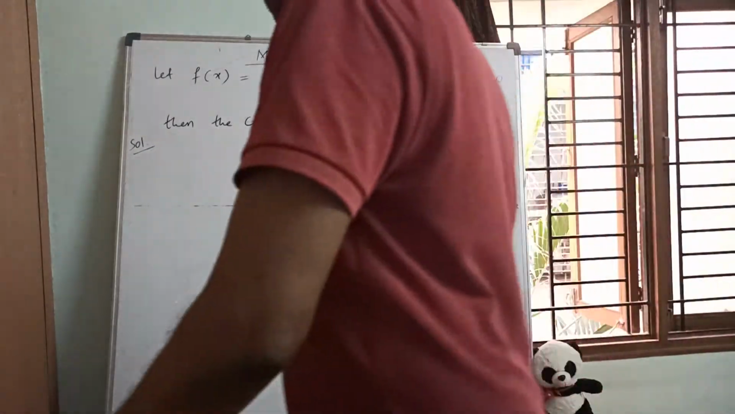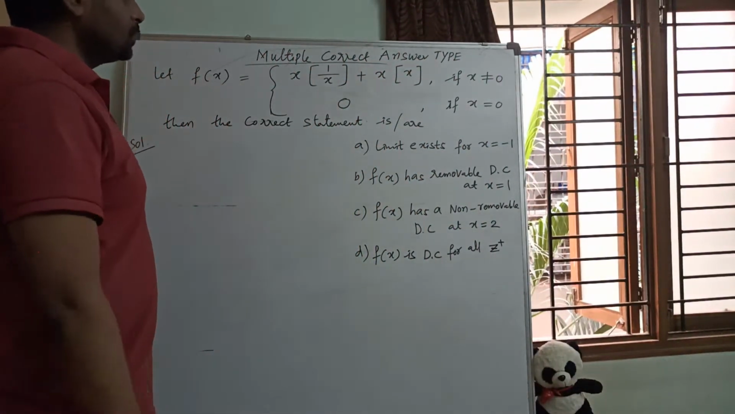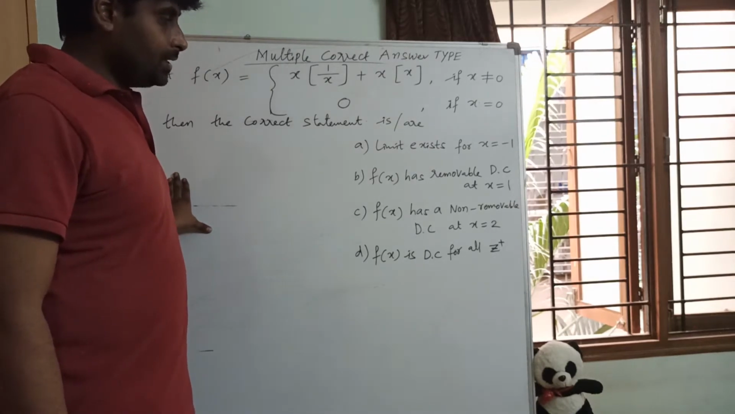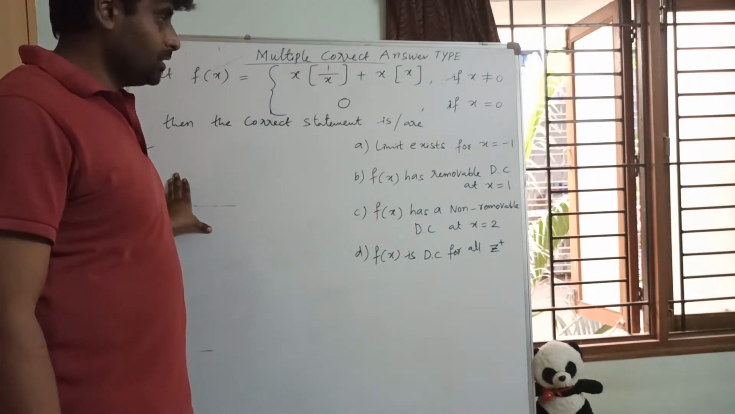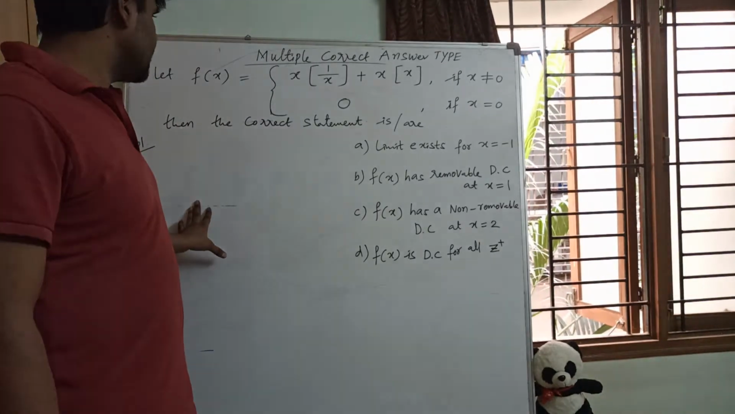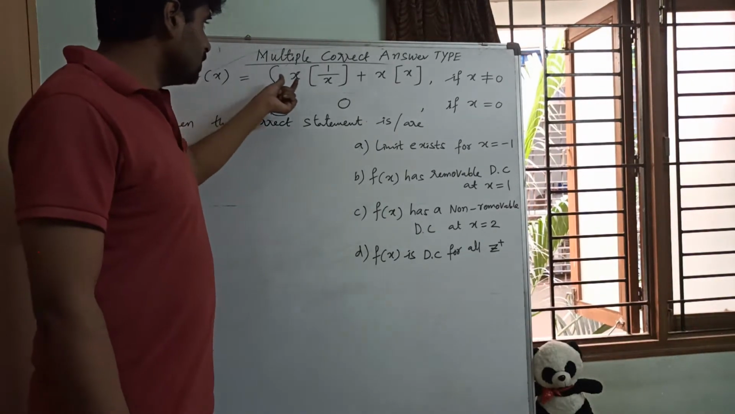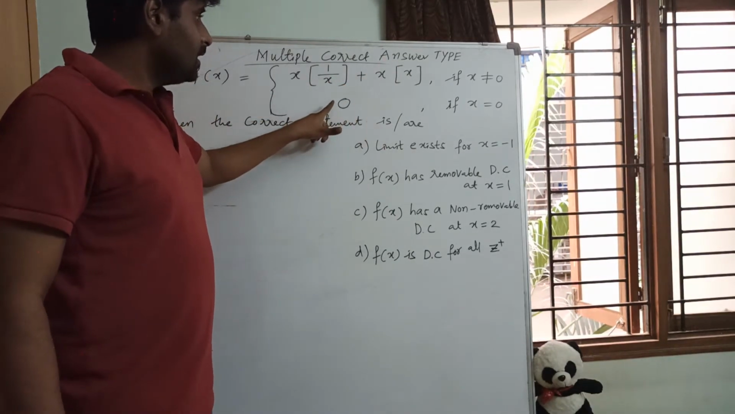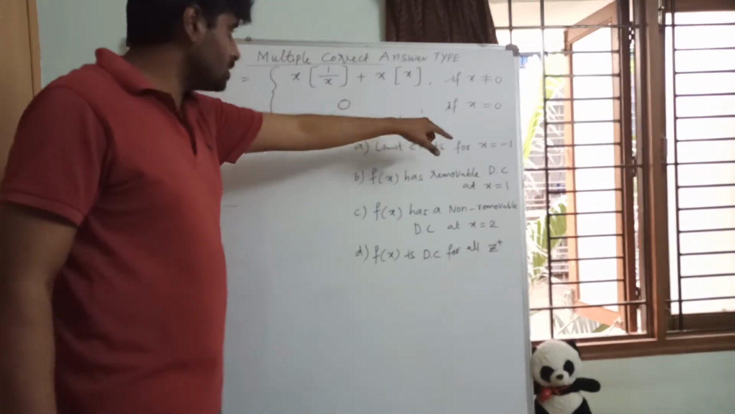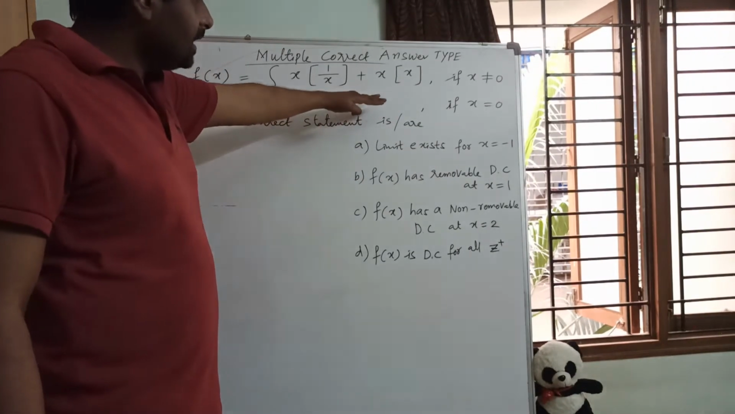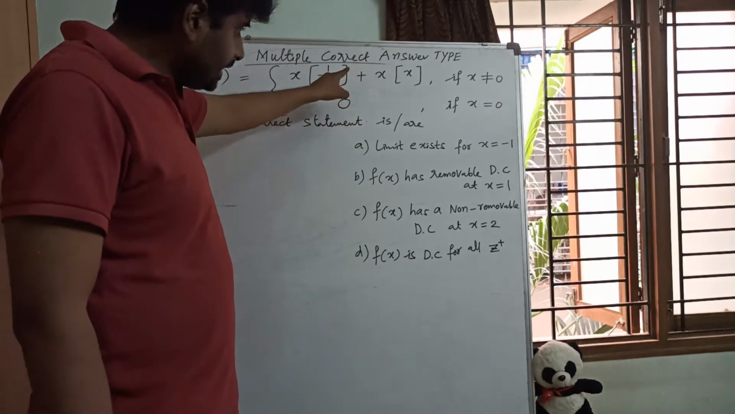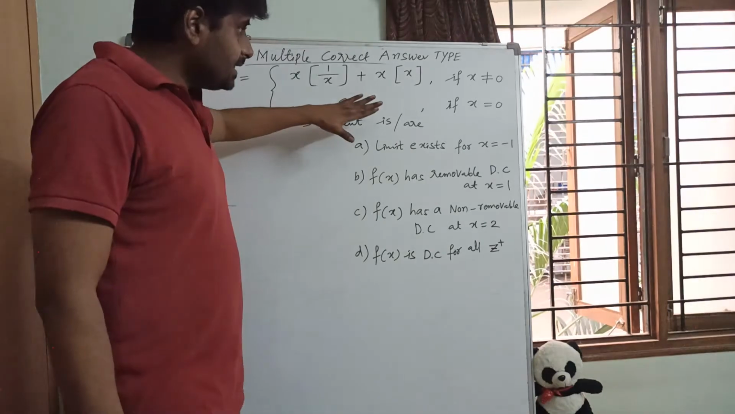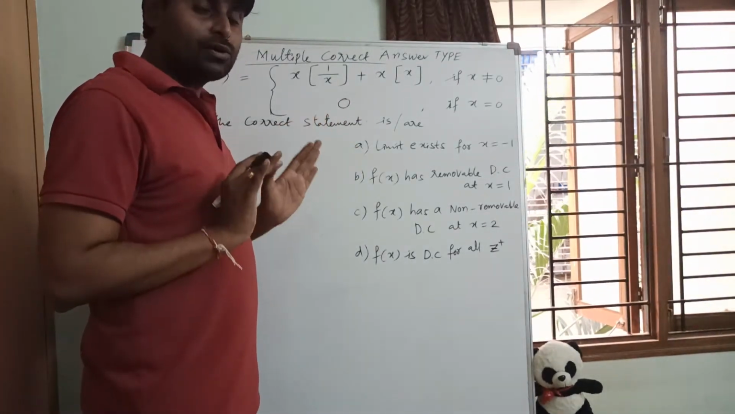Now see this question, it's very important to understand the concept of removable discontinuity and non-removable discontinuity. Okay, so just try to concentrate on this. f of x equals x into step of 1 by x plus x into step of x, for x not equal to 0. For x equal to 0, it is 0. It is clearly observed that it is continuous at x equal to 0. So try to understand, it is a question of the continuity concept.